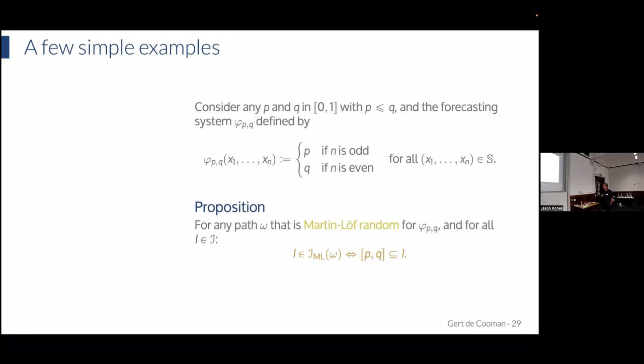Look at a different thing. I'm going to alternate my forecasts between two values, p and q. Let's assume that p is smaller than q. So at odd times, I will use the forecast p, and at even times, I will use the forecast q. So I alternate my forecast between p and q. This is a forecasting system. It's a precise one. I know that there is at least one path that is random for this forecast, because any forecasting system has at least one path that is random. So pick any path that is random for this alternating forecast. It's not stationary, it changes between p and q at different times.